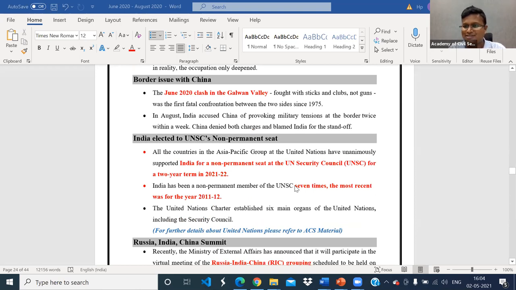India was elected as a United Nations non-permanent member in the Security Council of the UN. The five permanent members, as we have discussed, are Russia, China, France, the US and the UK. They have the veto power. The other 10 non-permanent members in the Security Council don't have the veto power. Recently, India has been selected for a two-year term, 2021 to 22, as a non-permanent member in the UN Security Council. Regarding the UN and its organizations, we have discussed them in detail in the economy material of our class.